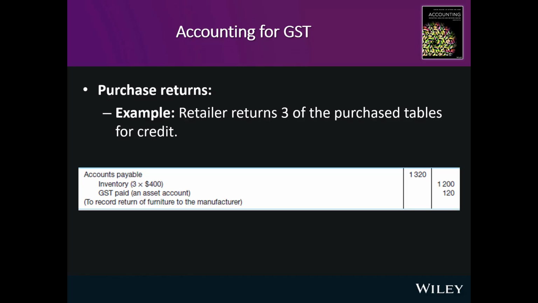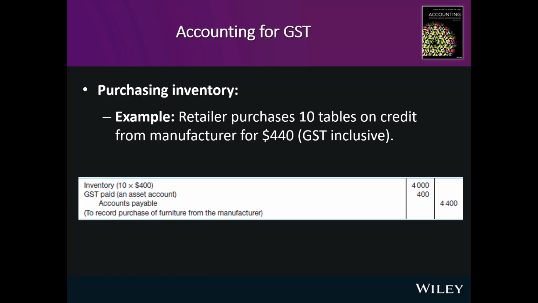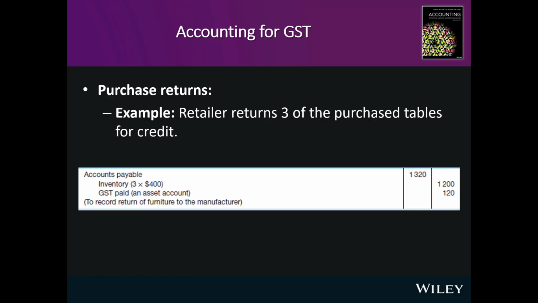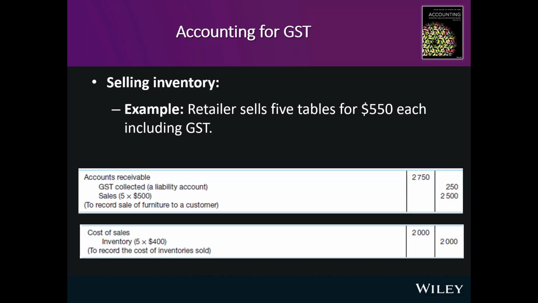If there is a return, you just have to debit accounts payable. Inventory will be credited because you're returning the product. At the same time, you also have to credit GST paid. As you can see in the previous illustration, we debited GST paid, so we just have to reverse the entry. Clear?